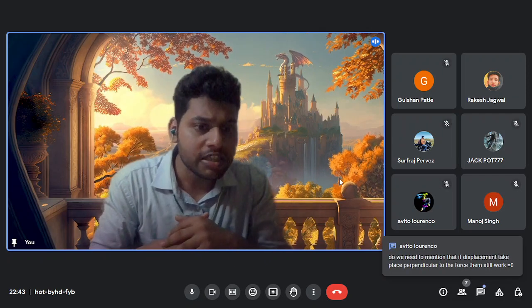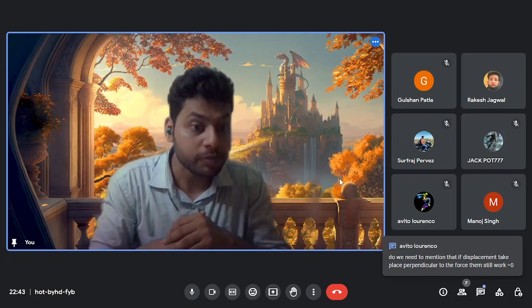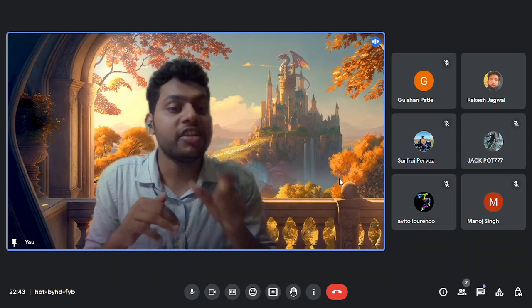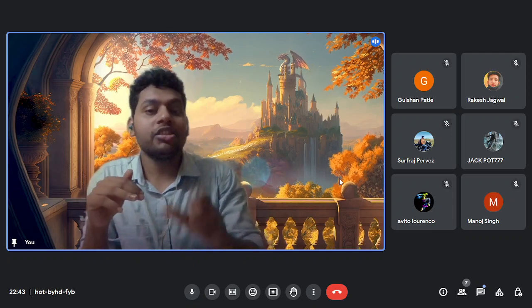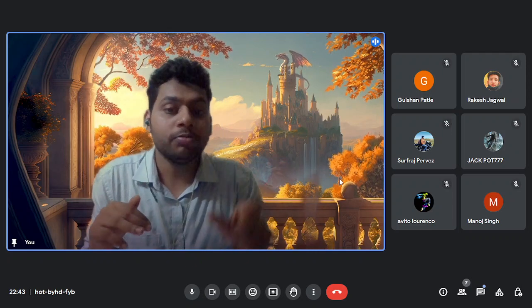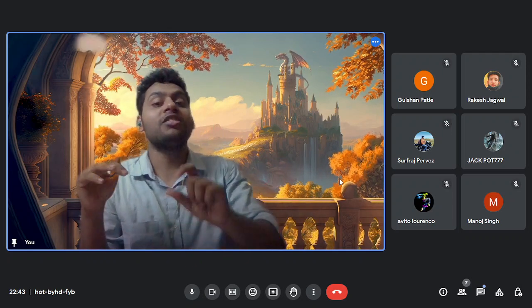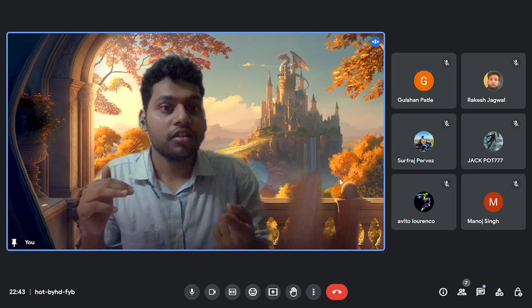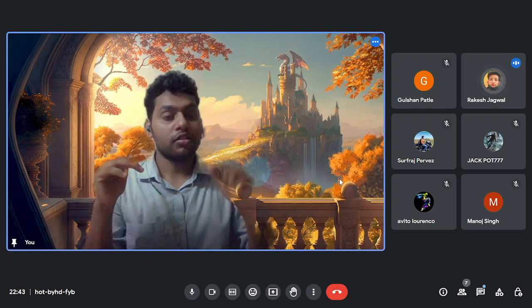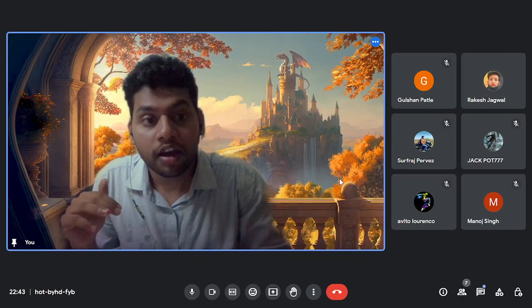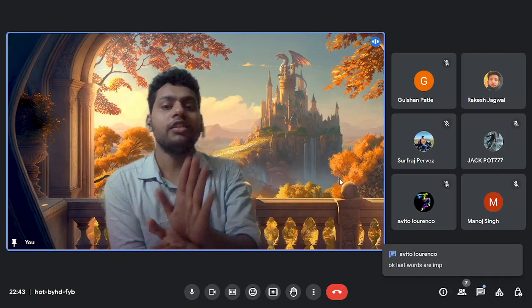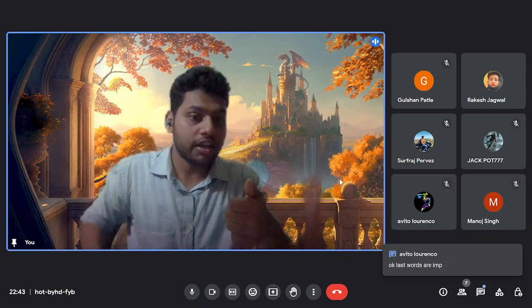Do we need to mention that if the displacement takes place perpendicular to the force? So the whole definition is: work done is defined by the displacement of an object from its previous position in the direction of force. Got it? Yeah, in the direction of force. From here we can say that if there is some angle. Yeah, the last words are important.